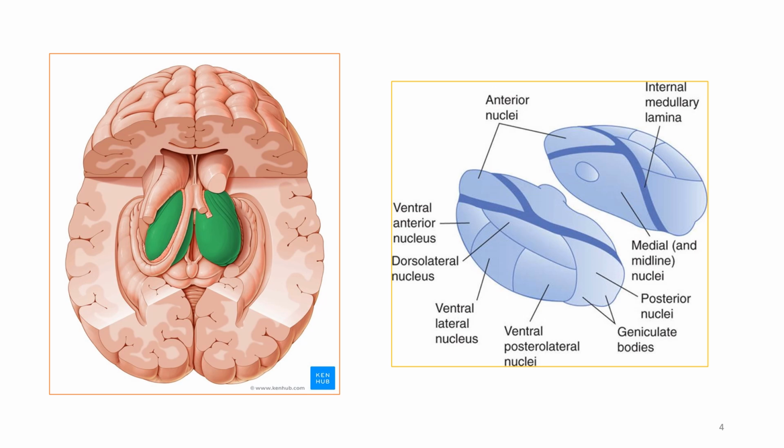You can see here, this is the anterior, this is the medial and this is the lateral thalamus. These are the two thalami, the green structures. This is the Y-shaped internal medullary lamina.